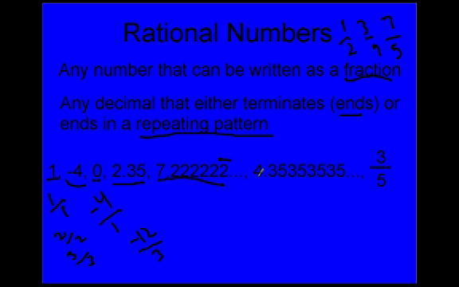By the same idea, so does 4.35353535. It's 35 on and on and on forever. That's a repeating pattern, so that's a rational number. And then 3/5 is also a rational number. It's a fraction. We can also write that as a decimal. It's 0.6. All right? So these are all rational numbers.